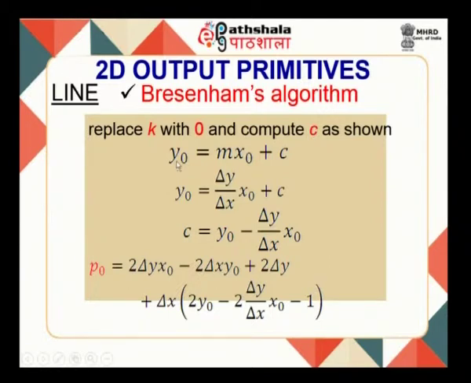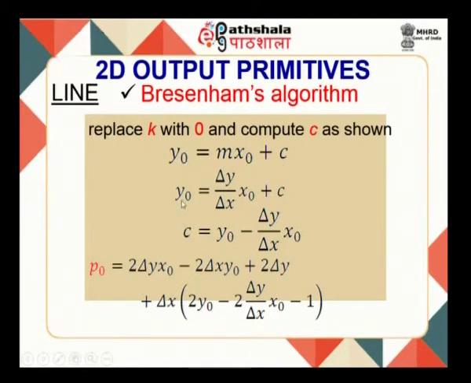So, we know that from the slope intercept form we have this equation y is equal to mx plus c, and any point on the line should satisfy this equation y is equal to mx plus c. As we know, x naught y naught is the first known point on the line, you can substitute here for y naught, for x naught, and we can write this equation.